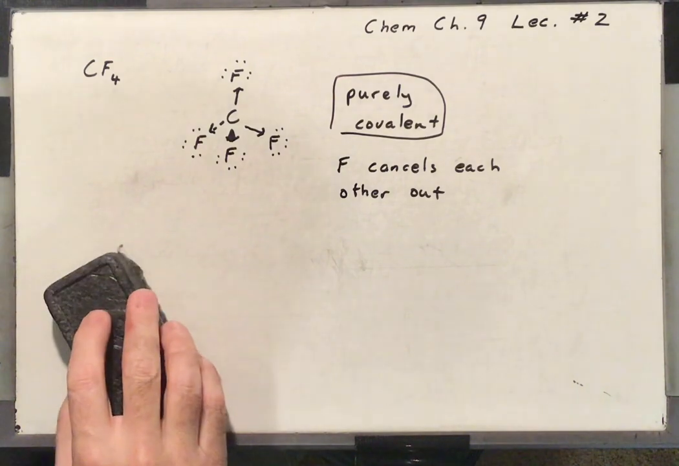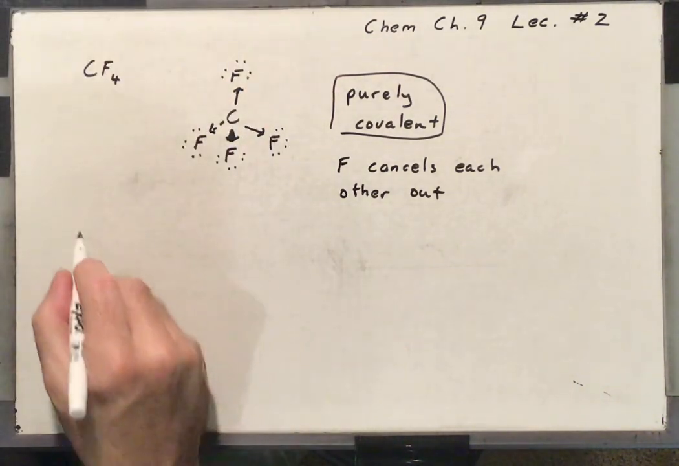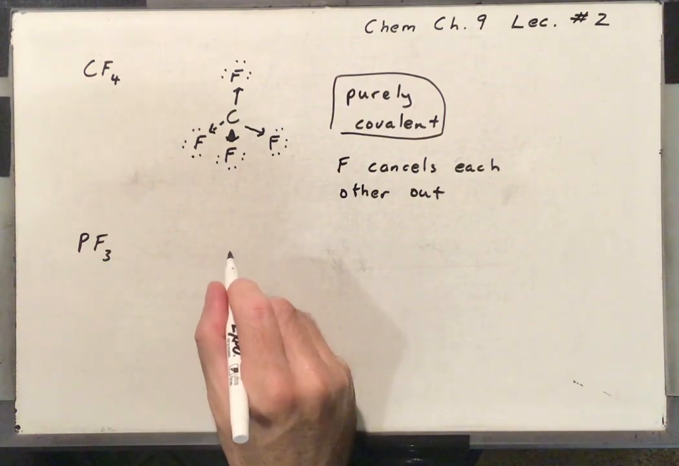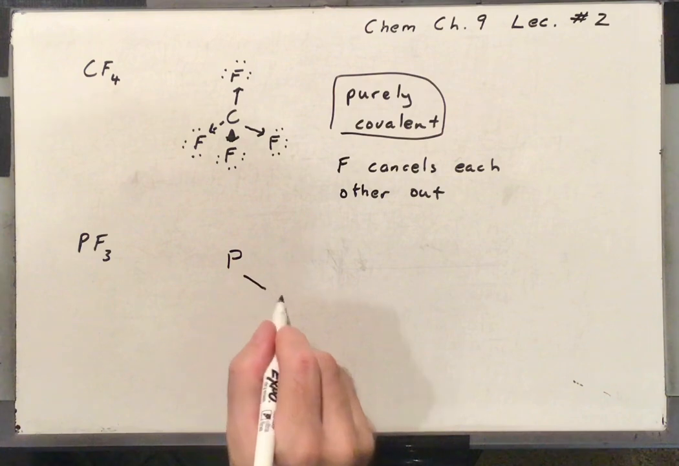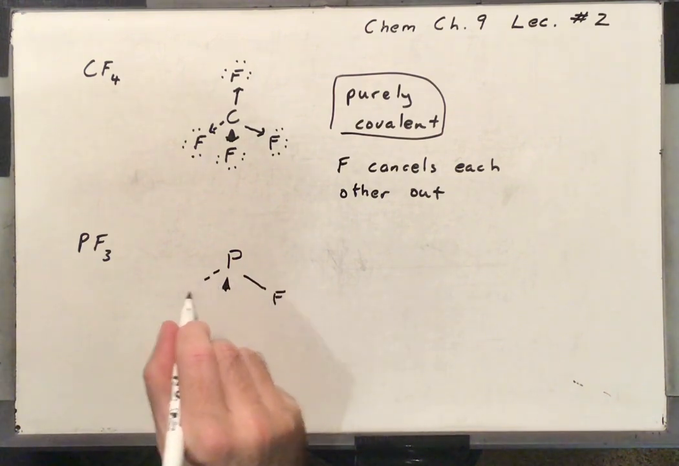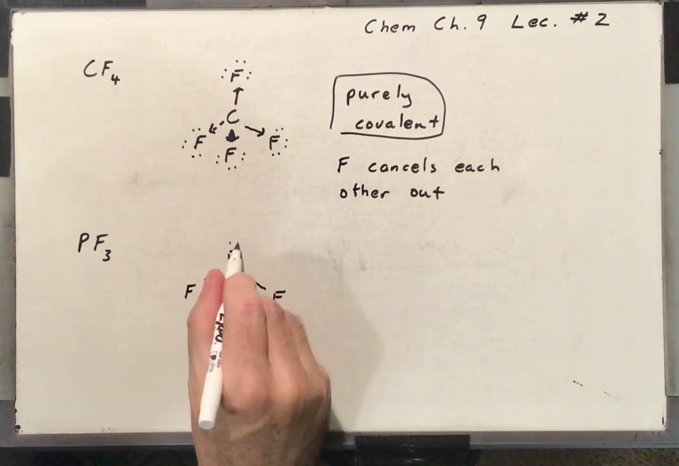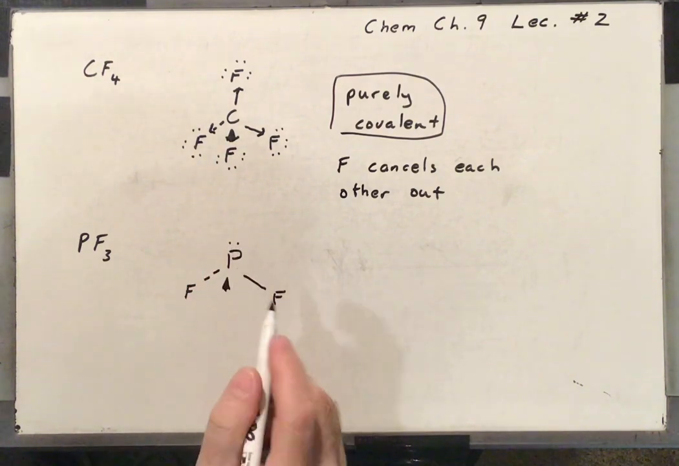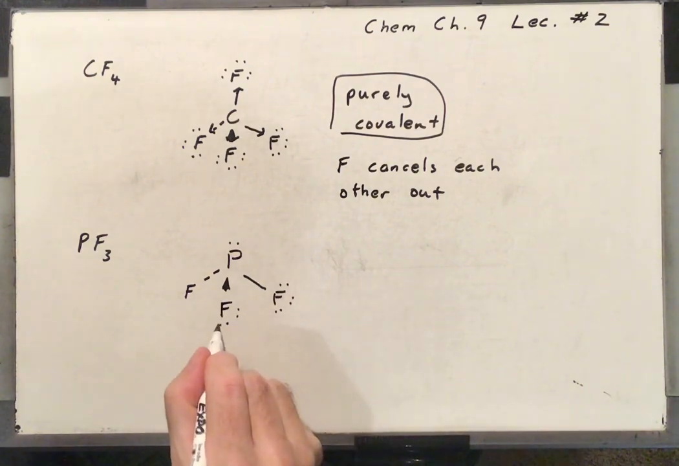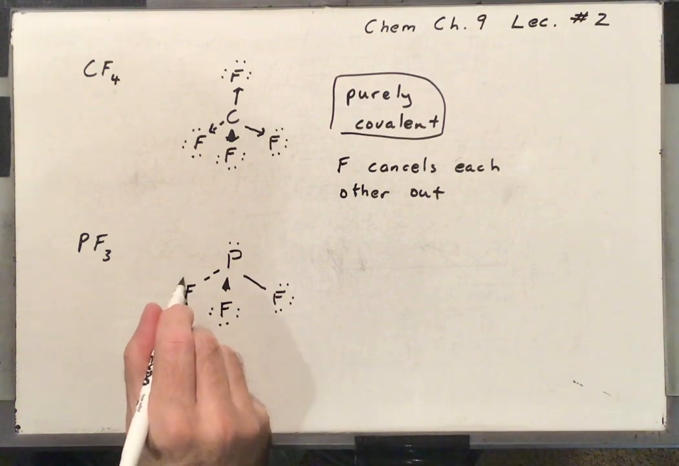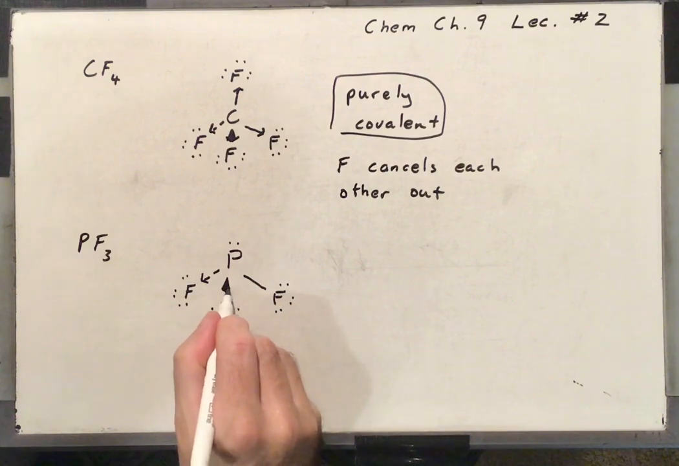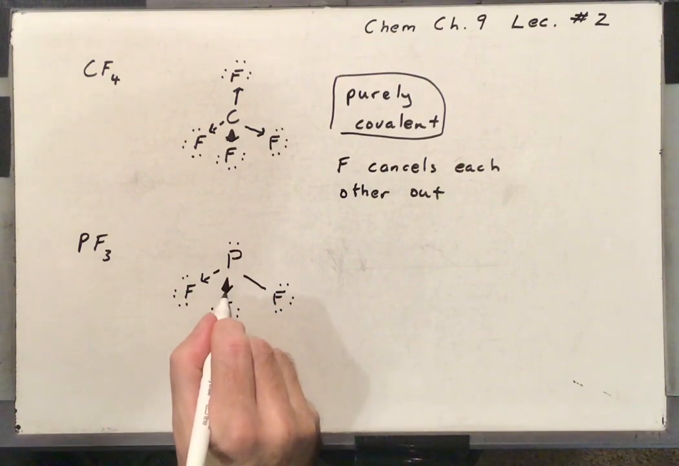All right, let's try the next one on the notes. I think I can fit it down here. PF3. I believe we've already drawn PF3, or certainly one like that. We would have phosphorus in the middle. Fluorine will only accept single bonds. That phosphorus needs that lone electron pair. Who wins? The fluorine wins the electronegativity battle. Always does.